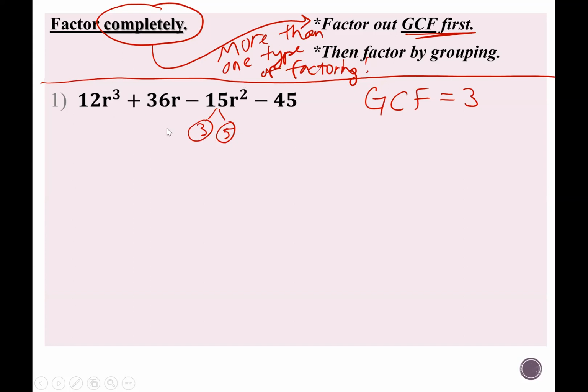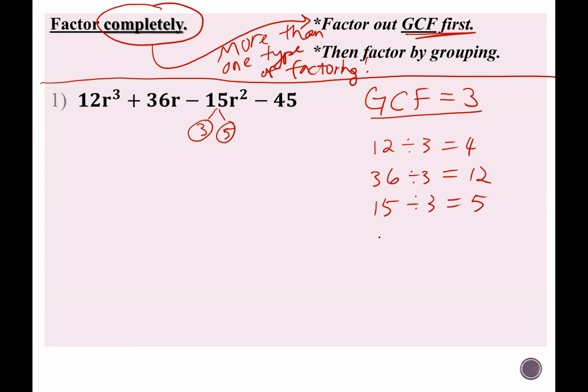Does 3 go into all of these? Okay, I know 12 is a multiple of 3. If I check, I also know that 36 is a multiple of 3. So 12 divided by 3, that works. 36 divided by 3, that's 12. 15 divided by 3, so far so good. 45 divided by 3, that's 15. Okay, so 3 does go into all of these numbers. So that is our GCF of the entire problem.